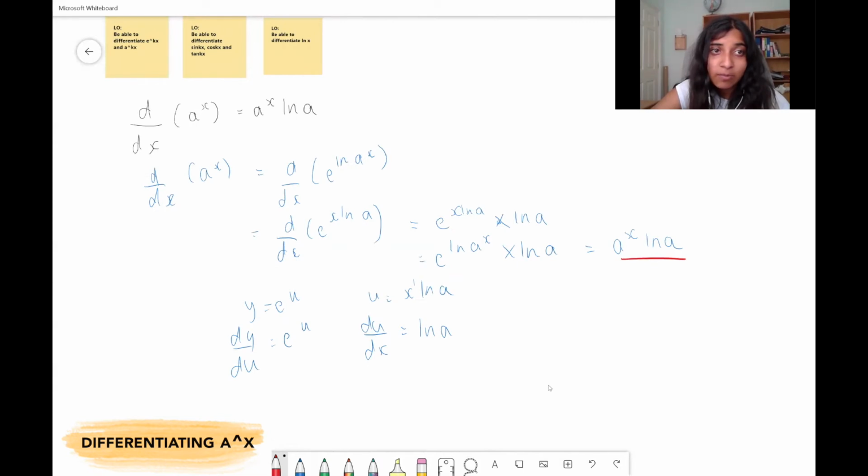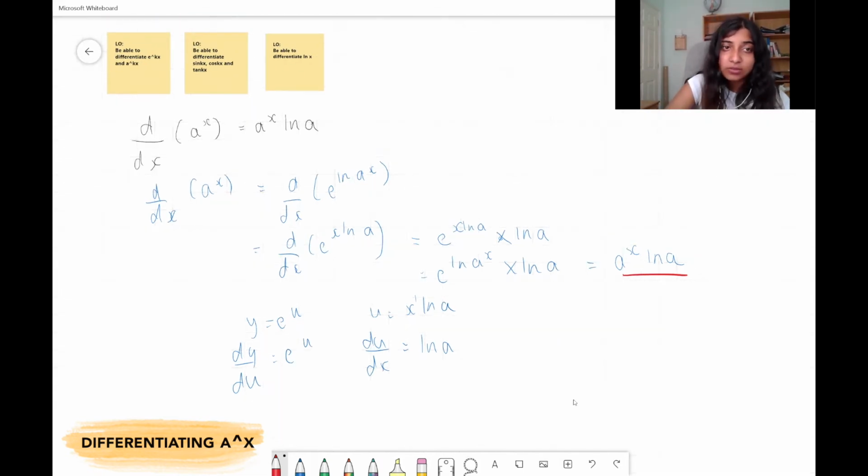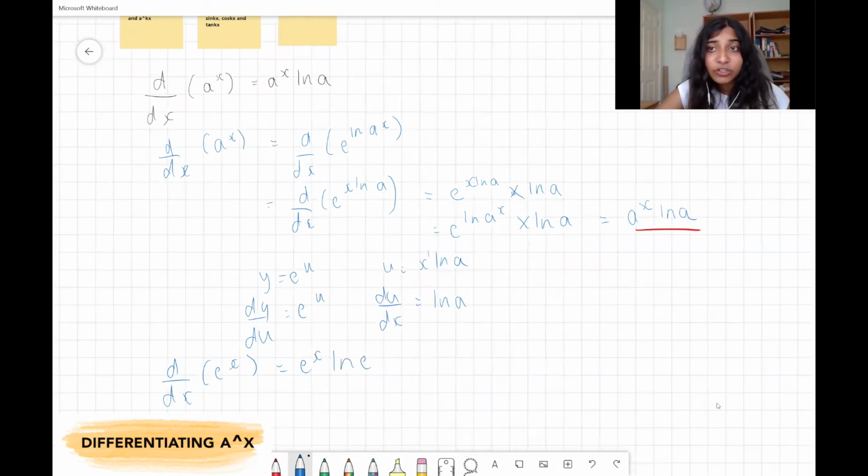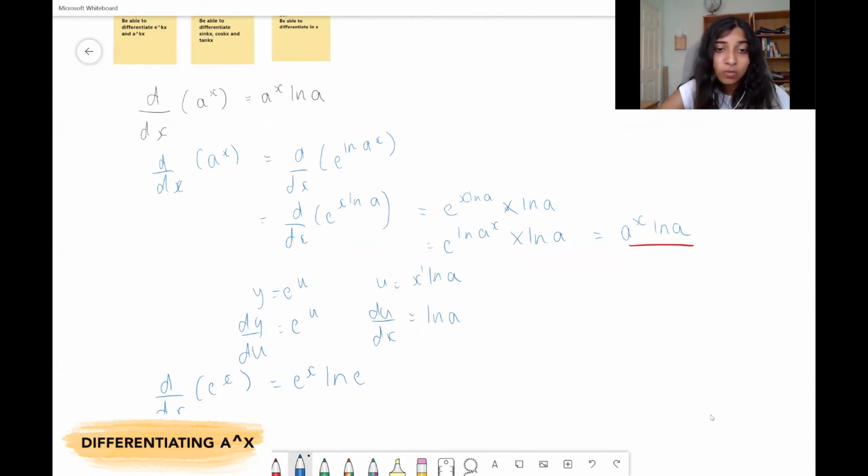And then if you want to think about e to the power of x, or e to the power of kx, remember that e to the power of x is just another form of exponential, where your a is just e. So if you do the derivative d over dx of e to the power of x using this formula, that would be equal to e to the power of x ln e. And if you just do ln of e, that's equal to 1. Therefore this is just equal to e to the power of x.